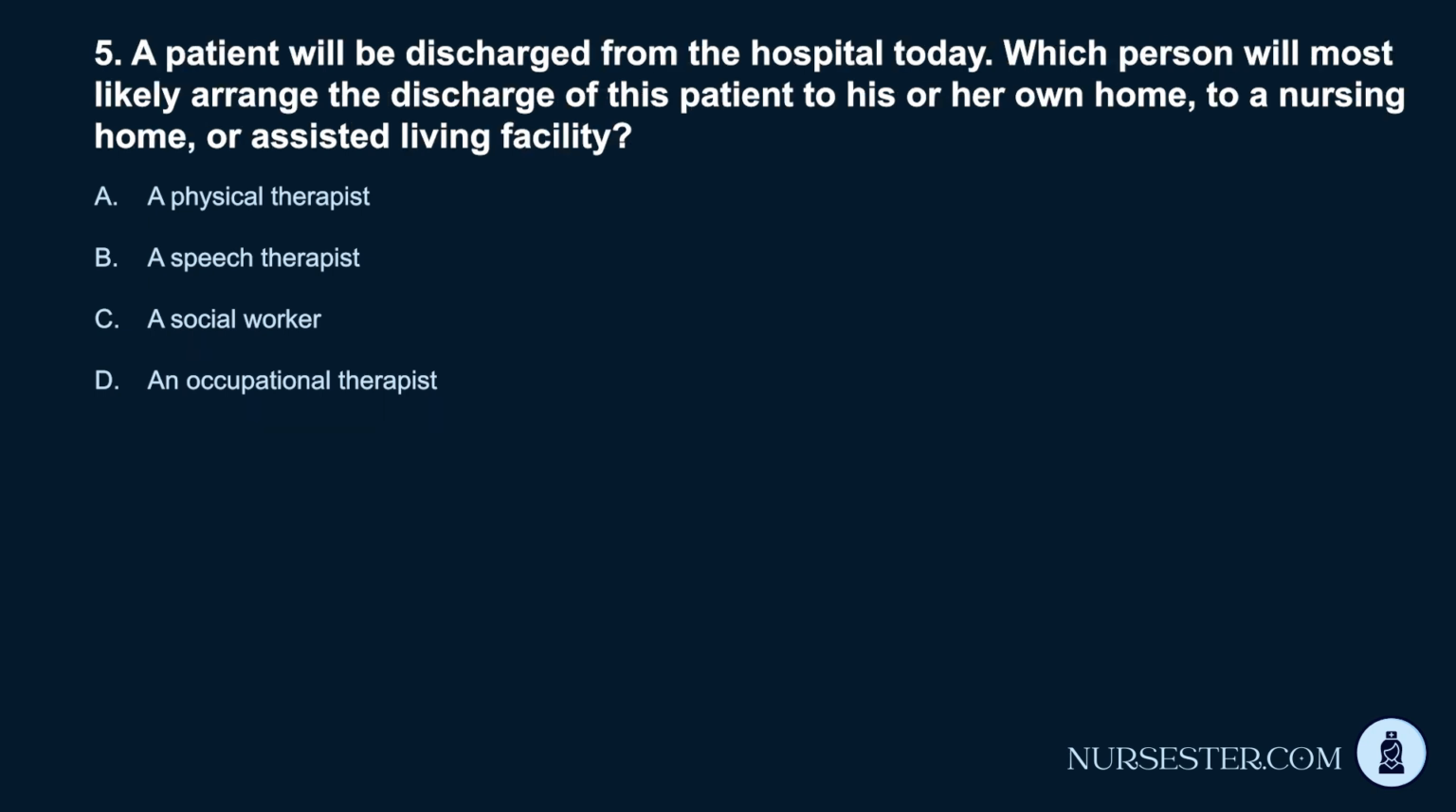5. A patient will be discharged from the hospital today. Which person will most likely arrange the discharge of this patient to his or her own home, to a nursing home, or assisted living facility? A. A physical therapist. B. A speech therapist. C. A social worker. D. An occupational therapist. Correct answer: C.